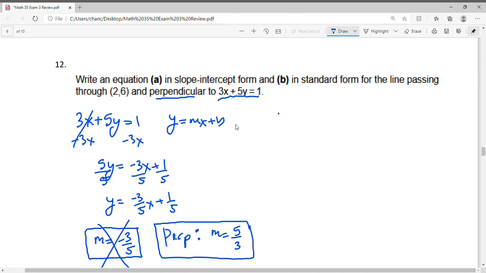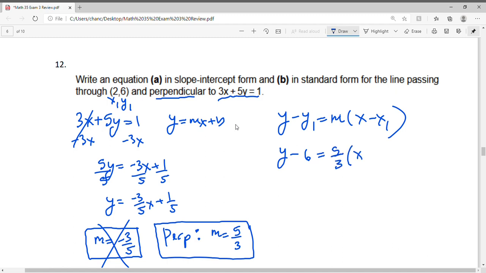Let's use our formula. y minus y1 equals m times x minus x1. Here we know m is 5/3. (2, 6) will be our x1, y1. We have y minus 6 equals 5/3 times x minus 2. x1 is 2. Now let's simplify this a bit. We'll distribute the 5/3. We have y minus 6 equals 5/3 x. 5/3 times negative 2, that's negative 10/3.